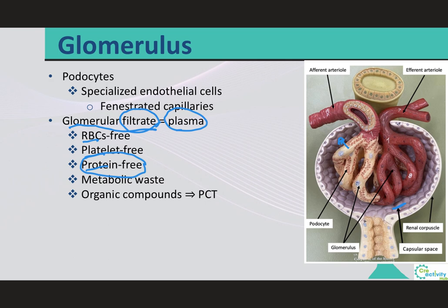Now, the filtrate will also contain organic compounds such as glucose, free fatty acids, amino acids, and vitamins. Next, we have the proximal convoluted tubule, which is the next tube, which will reabsorb these potentially useful materials before they leave our body, and we will see why this is the case on the next slide.